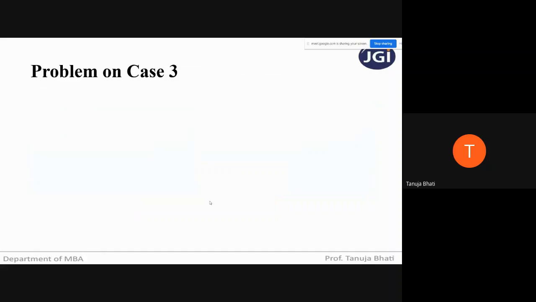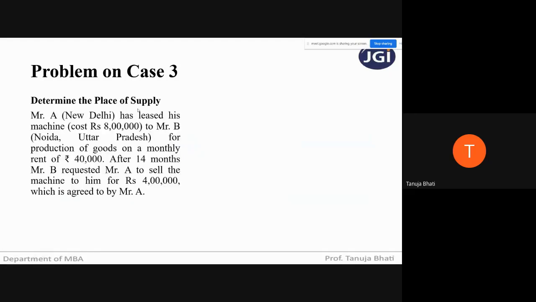So let us understand problem number 3. The solution will be given by you. Determine the place of supply. Mr. A, who is in New Delhi, has leased his machine, which cost 8 lakh rupees, to Mr. B, who is in Noida, Uttar Pradesh, for production of goods on a monthly rent of 40,000. So earlier, that particular machine was given on rent at 40,000.